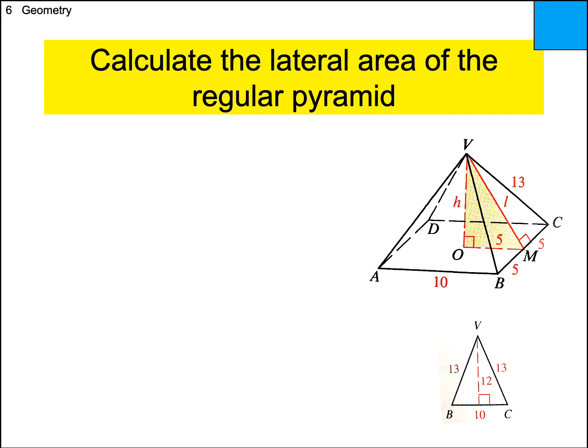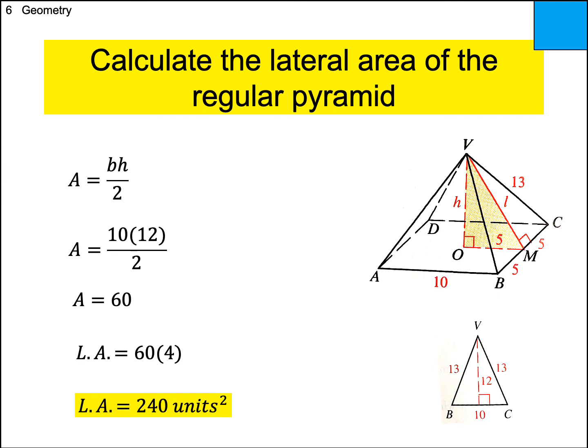What's the formula for a triangle? Base times height divided by 2. The base is 10 and the height is 12. That's a pretty easy calculation, so we get 60. We have four sides, so that's 4 times 60, in other words, 240. Remember, we're doing area, so square units. This is not the surface area or total area, this is just the lateral area. If we add the base, which is a square, so 10 times 10 is 100, we get 340 square units for the total area. But in this case, they only asked us for the lateral area. So that's pretty simple.